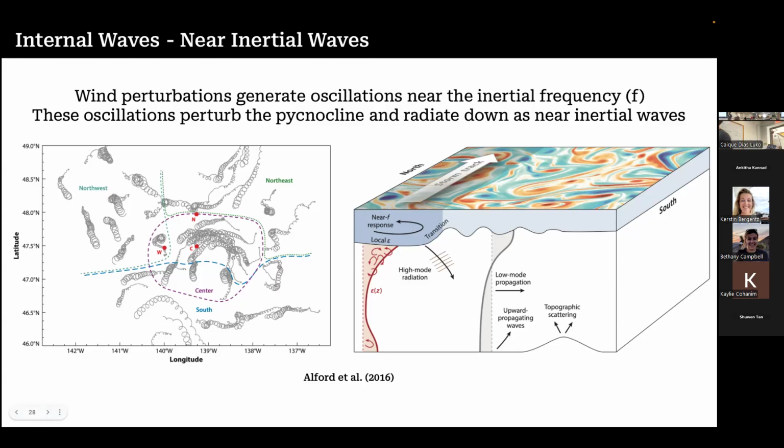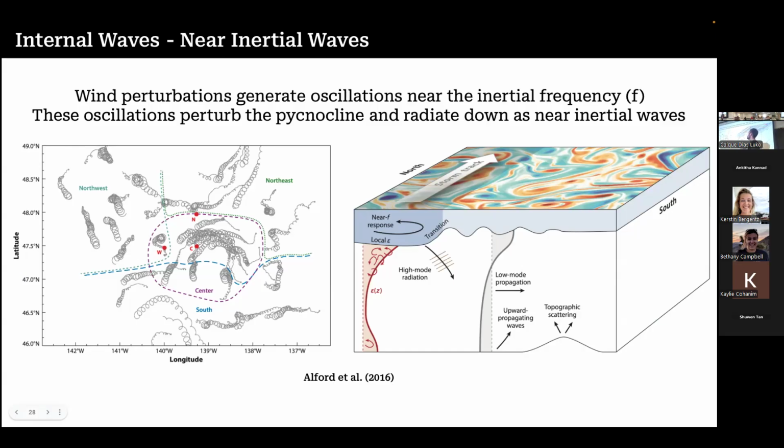And this is a map from a famous experiment called the Ocean Storms Experiment by Tassaro. They had a bunch of drifters, and after a storm passed by, they saw that all the drifters started oscillating similarly with the same frequency, and this is what we call the near inertial oscillations.